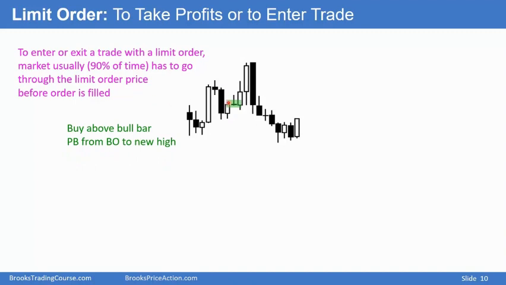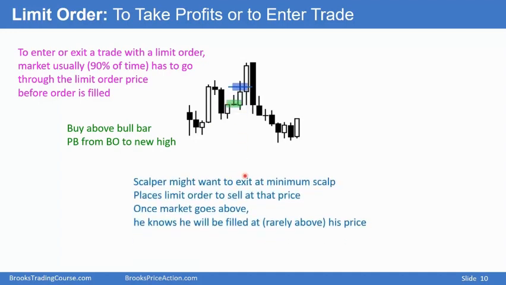Let's say you buy with a stop above this pullback. We have a bull breakout and a pullback. You buy with a stop above the high of this bar and you get filled right there. And a scalper might want to exit with a minimum scalp, so he places a limit order at that minimum scalp price, this blue line, and as soon as the market goes above that blue line, he will be filled at his limit order price. Rarely he'll get filled at a better price.